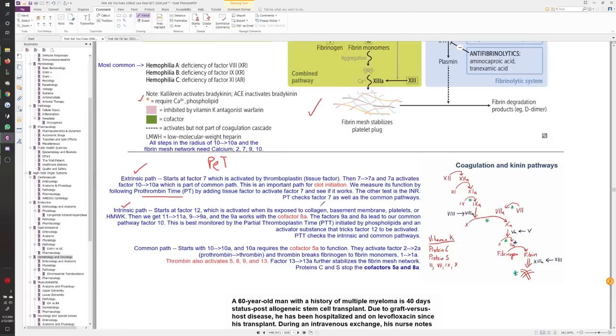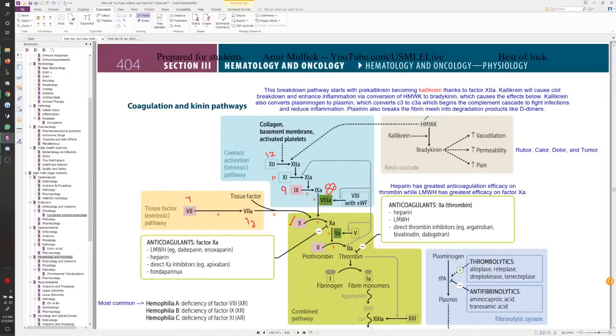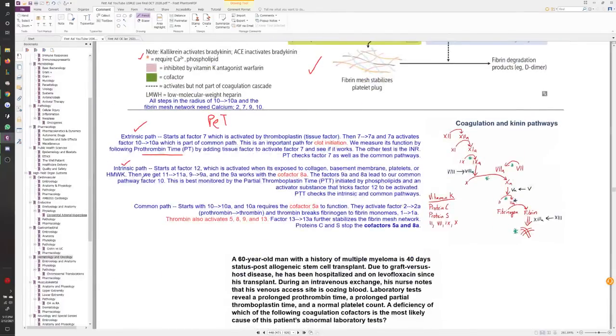when it's exposed to collagen, basement membrane, or platelets, regardless of whichever type of injury it might be, as well as HMWK, which you can see up here. Right? High molecular weight kininogen, which can also go ahead and activate this. And so this is a separate cascade, so we'll come back to what's happening here separately. That's a whole different set of things. Then we get 11 to 11A, 9 to 9A, and then 9A works with the cofactor 8A. The factors 9 and 8 lead to our common pathway factor 10. This is best monitored by PTT.